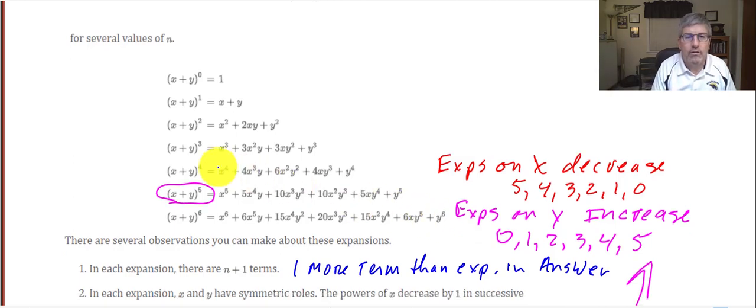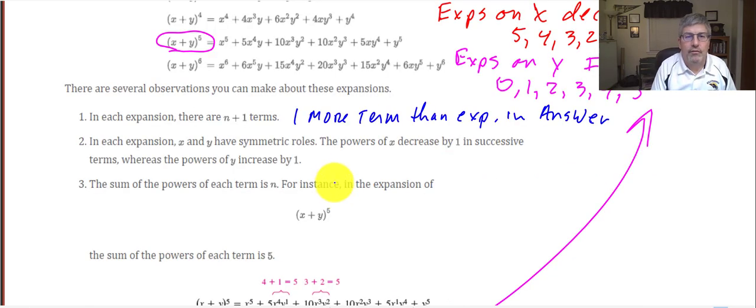Another thing you may want to notice is that our coefficient on the first and last term is always 1. And another thing you might notice is that the coefficient on our second term and our second last term is always the same as our exponent. So in x plus y to the fourth, we can see our coefficient on our second term is 4 and our second last term is 4. X plus y to the fifth, our coefficient on our second term is 5 and our second last term is 5. And then we'll show you how to find the other coefficient values.